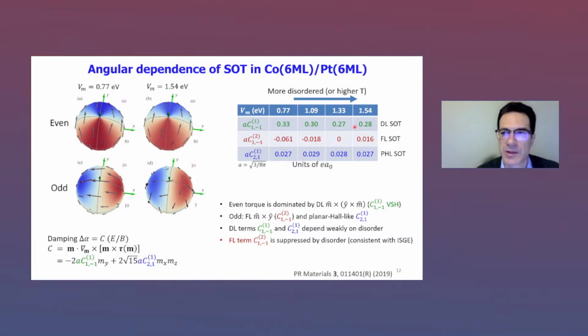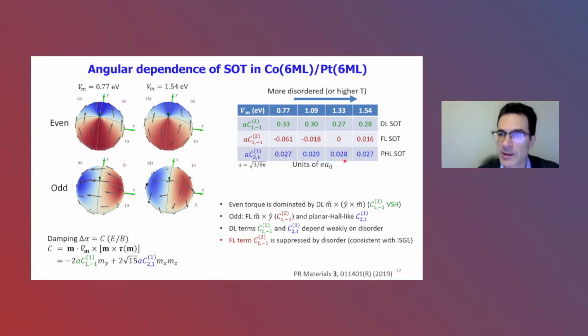So here are the results of the projection for different disorder strengths, so more disorder to the right. First, we see that the damping-like component is essentially independent of disorder, which is consistent with the expectation based on the intrinsic mechanism. The field-like torque, which is this line here, is appreciable at weaker disorder, but gets strongly suppressed as disorder is increased, which is also expected from the Edelstein effect.